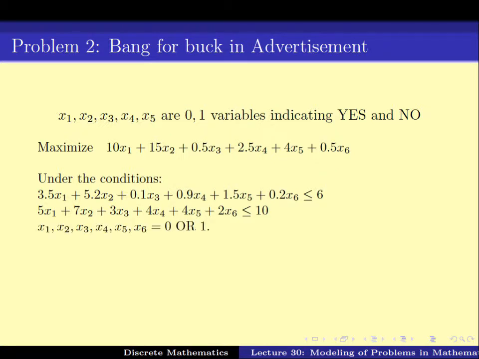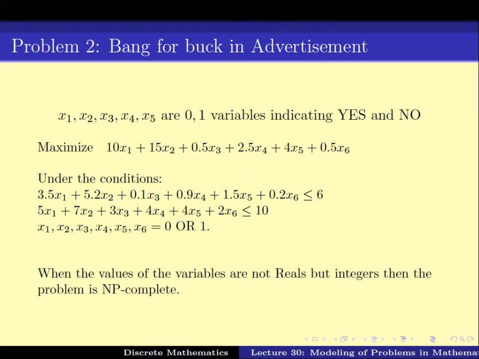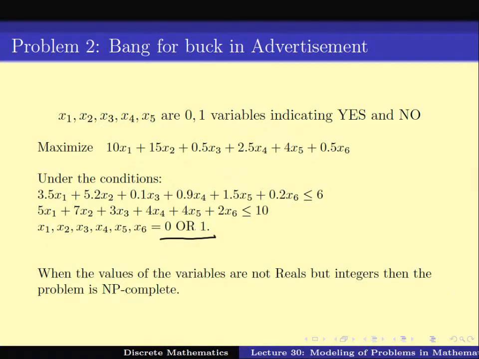But the problem is that these x1 to x6 are not real numbers. They are 0 or 1. So this is what makes it a bit problematic. When the numbers are 0 and 1, we don't know how to solve the problem easily. In the language of algorithms, it is an NP complete problem, meaning we don't expect to get a very quick solution to this.